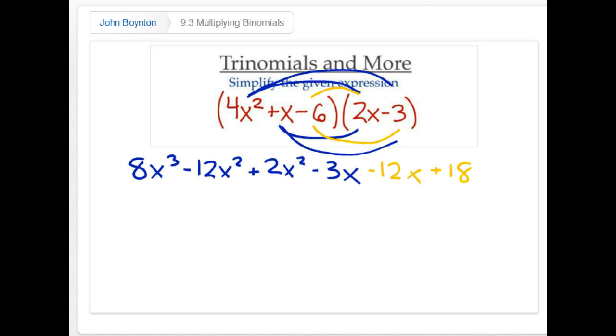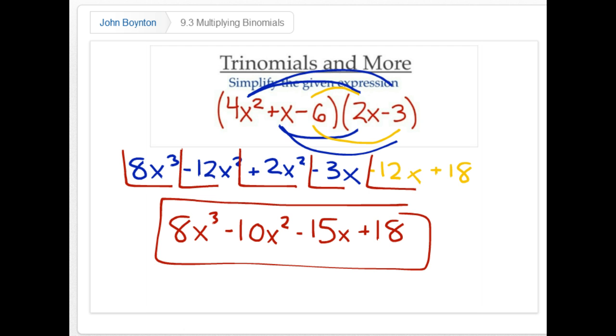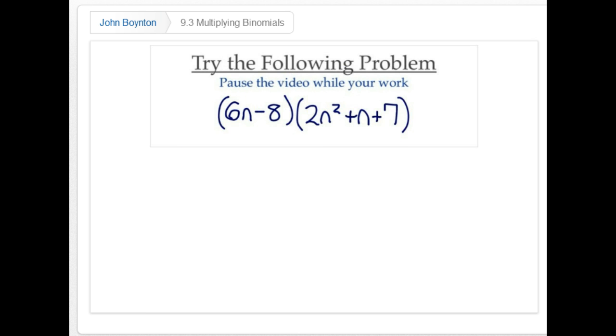So now I have to combine my like terms. So 8x to the third. There's no other x to the third, so that's my only one. I've got a negative 12x squared and a 2x squared. So negative 12 plus 2 makes negative 10x squared. And then I've got negative 3x and negative 12x making negative 15x. And then positive 18 is the only thing that's left. There we go. So you can see everything on the left got multiplied by everything on the right. That's what's really important. This is just the easiest way to keep track of that. Let's have you try one. That'll be our last problem in this section.